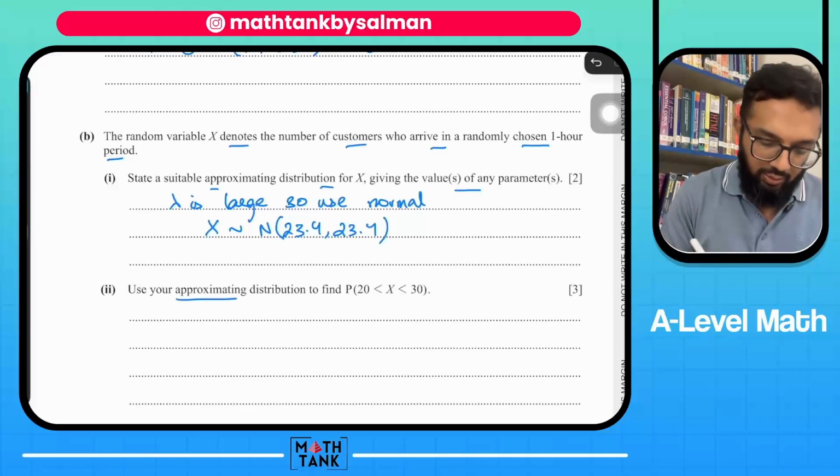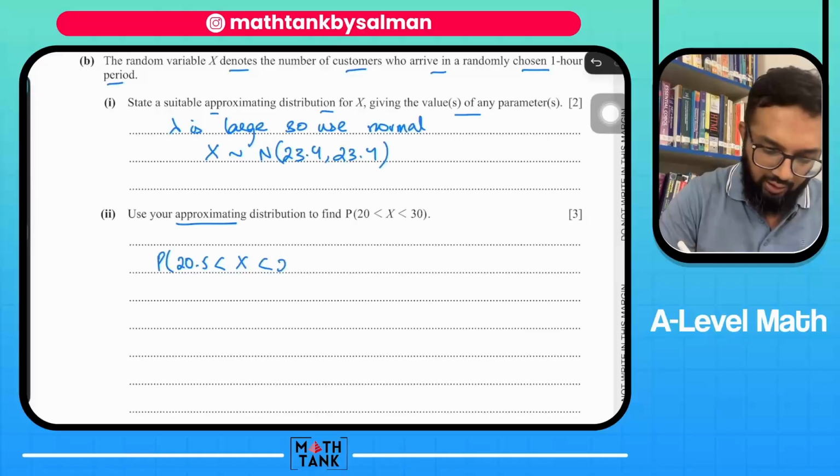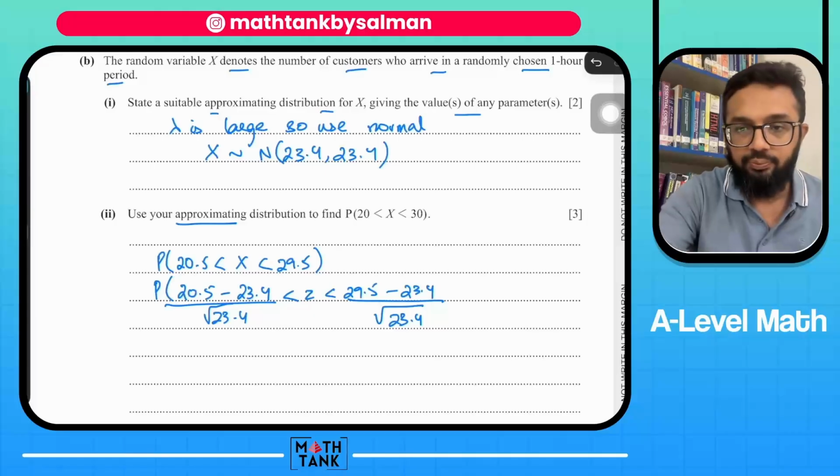Then use your approximating distribution to find the probability between 20 and 30. The first thing that you have to do is continuity corrections, 20.5 and 29.5. You convert them to z values: 20.5 minus 23.4 divided by root of 23.4, and z for 29.5 is 29.5 minus 23.4 over root of 23.4.